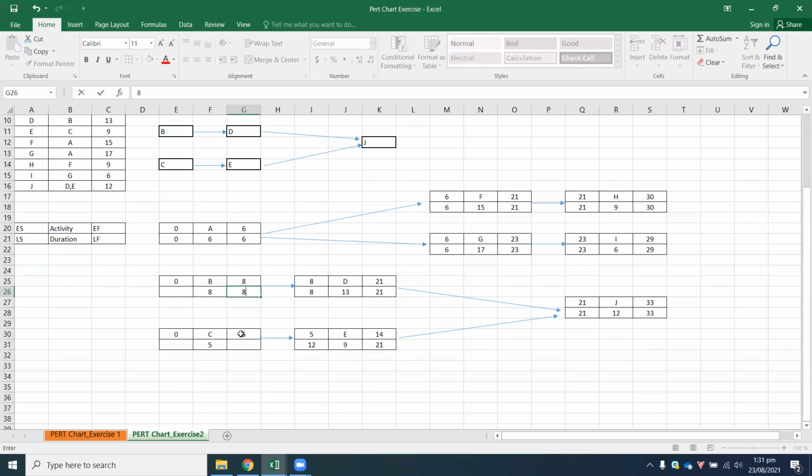Now for activity B, you will be pulling out the late start value of D, which is 8. That will become the late finish value in activity B. So 8 minus 8 gives you a value of 0. And for activity C, the late start is 12. So 12 minus 5 gives you a value of 7. And that is pretty much correct. So thank you very much, Monish, for your effort on this.